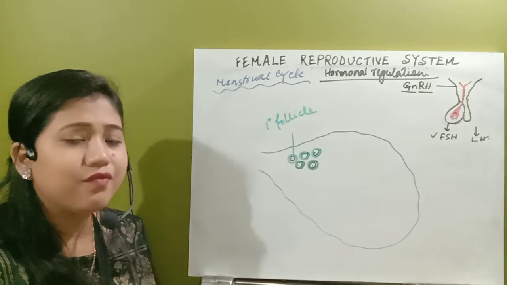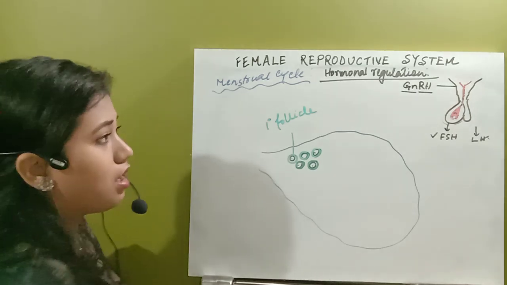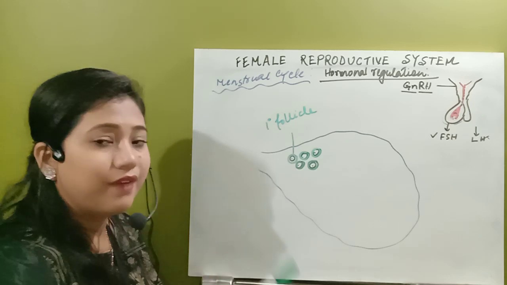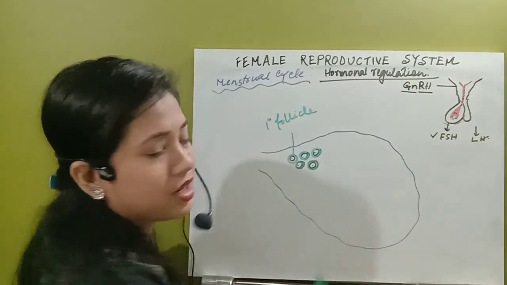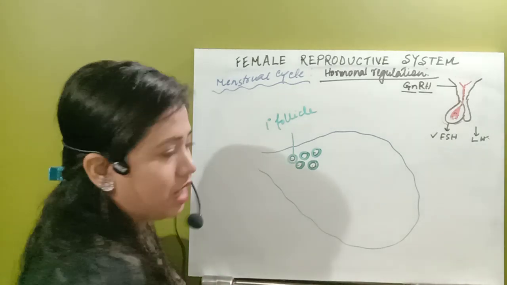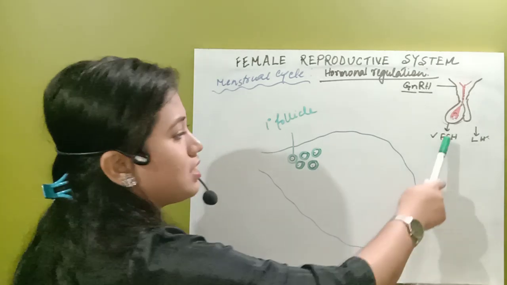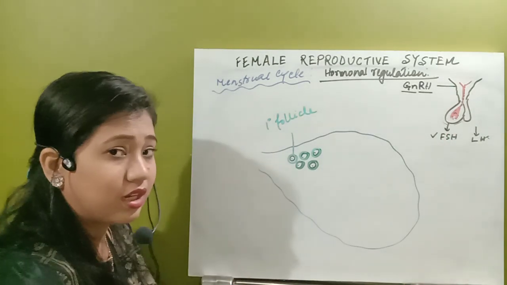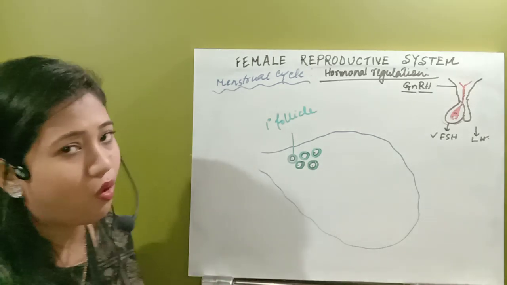Now, whenever that female attains puberty, at that time the hypothalamus will release this GnRH hormone. Via this hypophyseal portal system, it stimulates the pituitary gland, and this pituitary gland will release the hormone FSH. Now, this FSH will come via the blood from the pituitary gland to the region of the ovary.